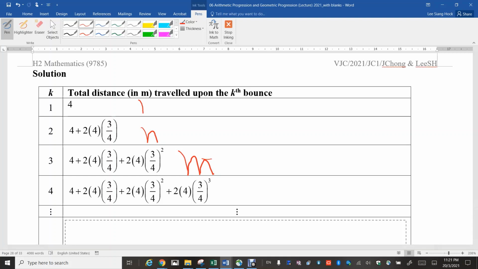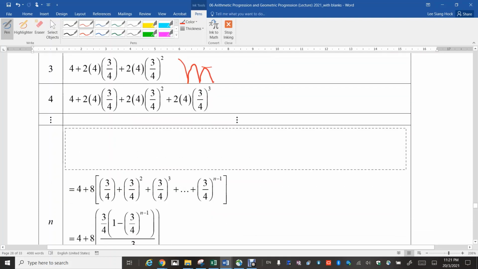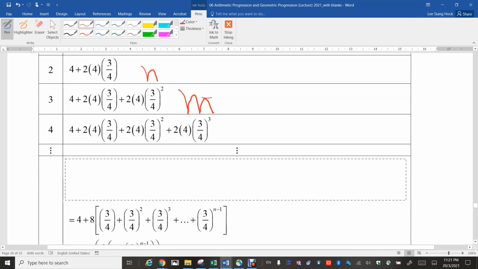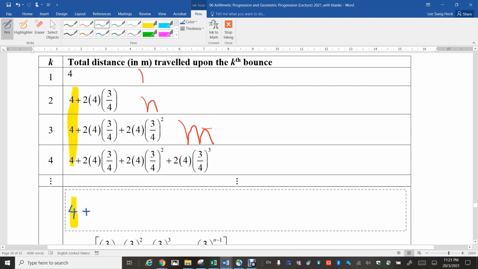You can observe that the first bounce is 4, the second bounce is 4 plus the first term of a GP, the third bounce is 4 plus two terms of a GP, the fourth bounce is 4 plus three terms of the GP, and so on. When you reach the end bounce, you have to see the pattern now. Everyone starts with 4, so I will also start with 4 here. Just before the end bounce, this is the distance that you have traveled.